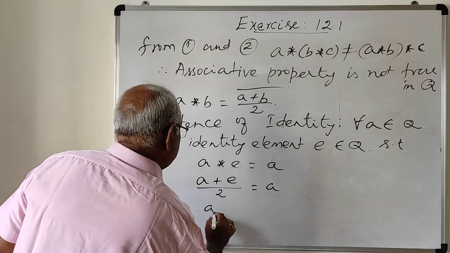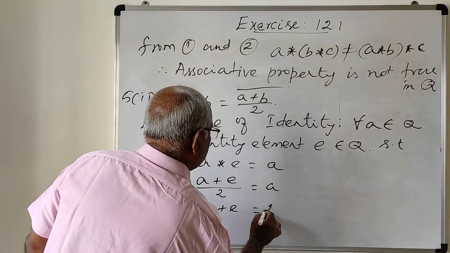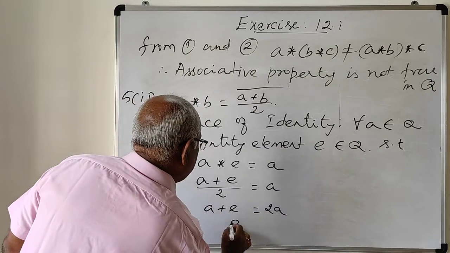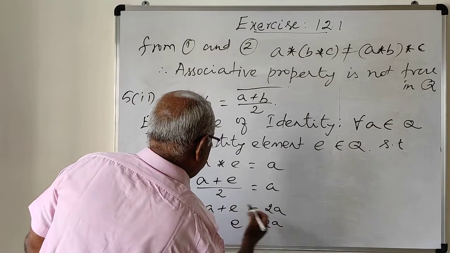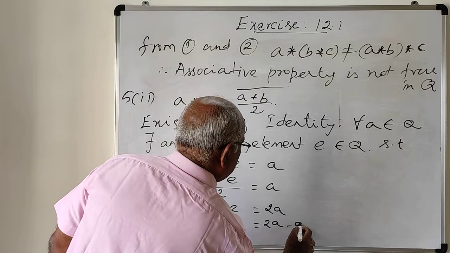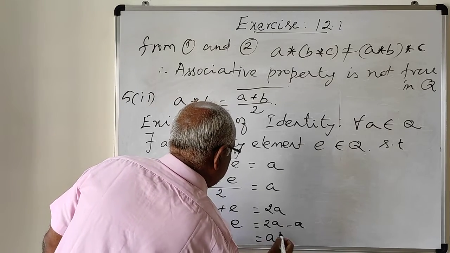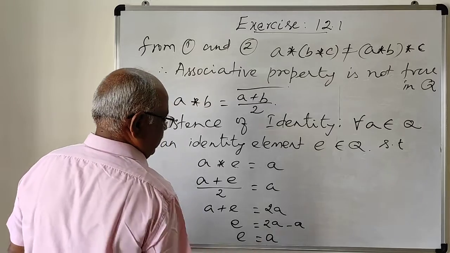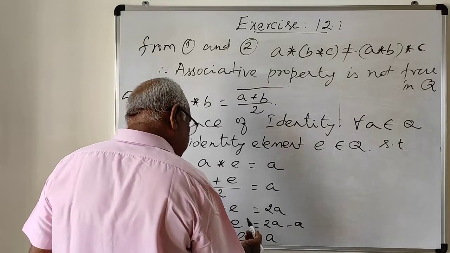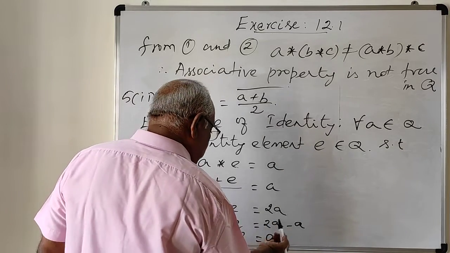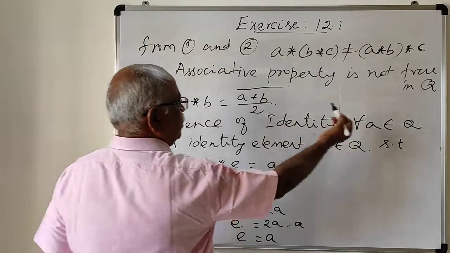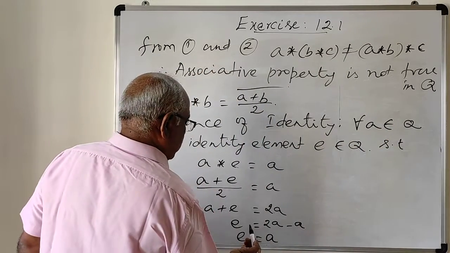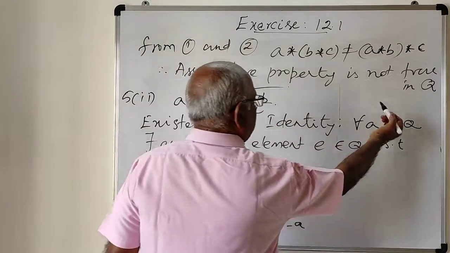On cross multiplication, this is a plus e equal to 2a. From this, what is e? Bringing a to the right hand side, it is 2a minus a, which is a. So e equal to a. e is the identity element, but e equals a, and a is already an element of Q.